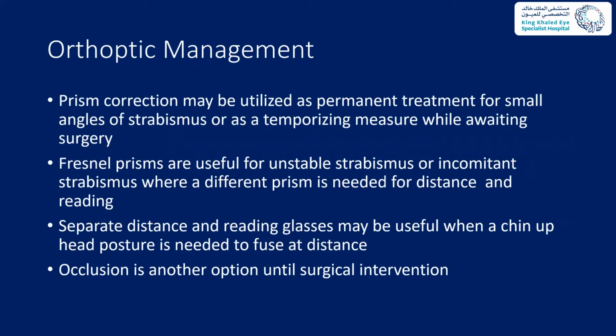Orthoptic management is important in patients with diplopia and thyroid eye disease. Prism correction may be utilized as a permanent treatment for small angles of strabismus or as a temporizing measure while awaiting surgery. And Fresnel prisms are useful for unstable strabismus or incomitant strabismus, where a different prism is needed for distance and reading. Separate distance and reading glasses may be useful when a chin-up head posture is needed to fuse at distance, to avoid having the patients look through a bifocal. Occlusion is another option until surgical intervention.